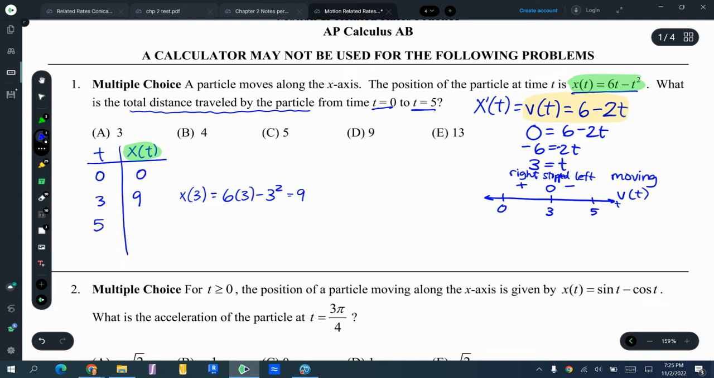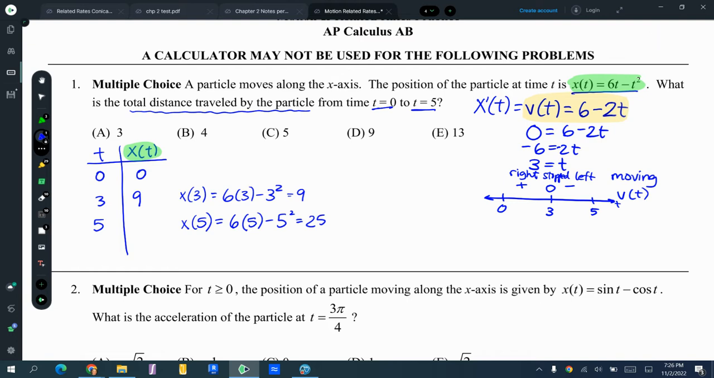And time ends on this problem at 5, so the position at 5. So 6 times 5 minus 5 squared, so 30 minus 5 is just going to be 25. Let me try that again. 30 minus 25 is 5. Yikes. It's been a day, guys. It's been a day.